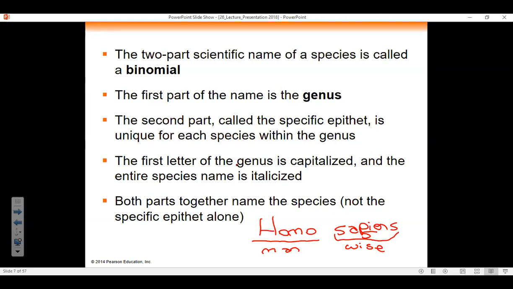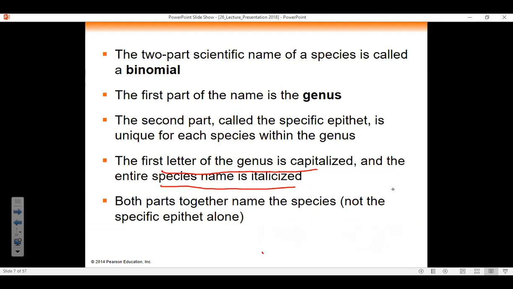When you're writing these, you always have to underline them. The first letter of the genus is capitalized. The species name is italicized. You can't really italicize as a human being. I don't know how many of you can write as an italicizer, but I can't. I can barely write in legible handwriting. But the way you would write any scientific name is first one's capitalized, second one's lowercase, and then they're both underlined when you're handwriting it.